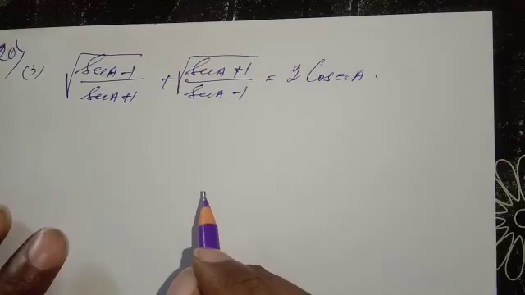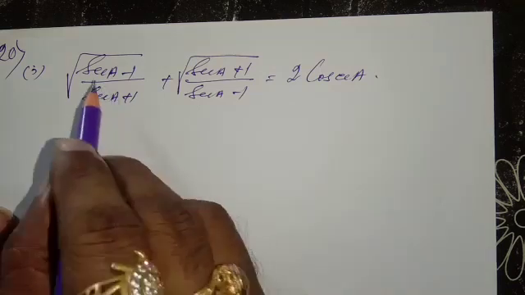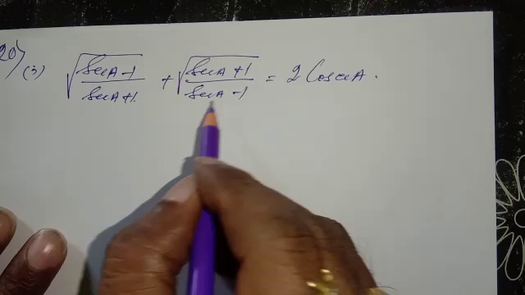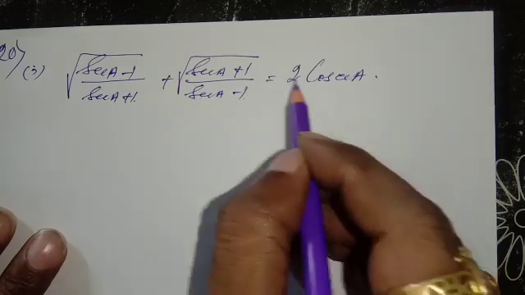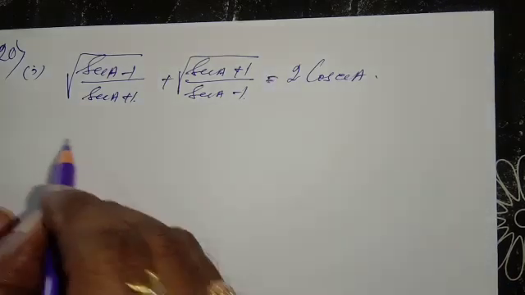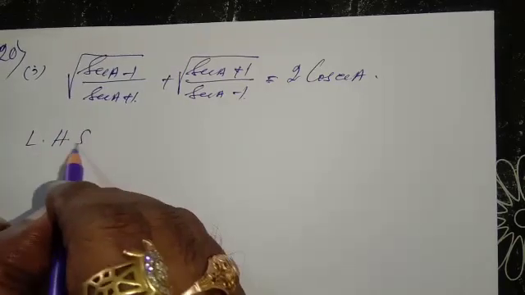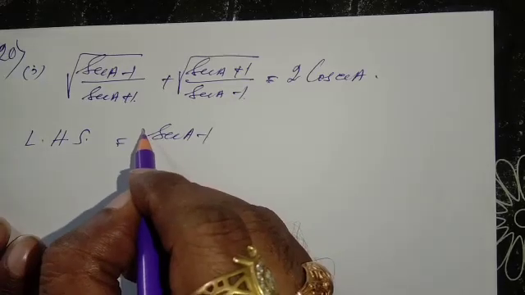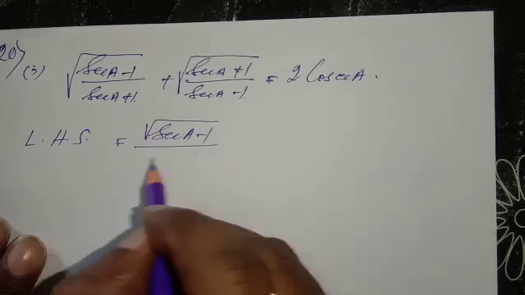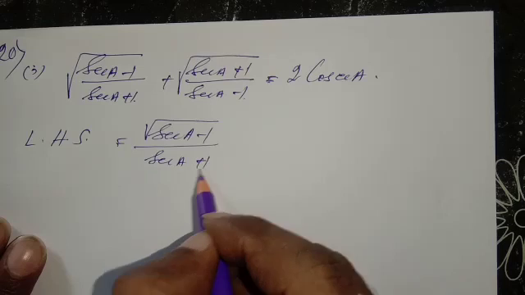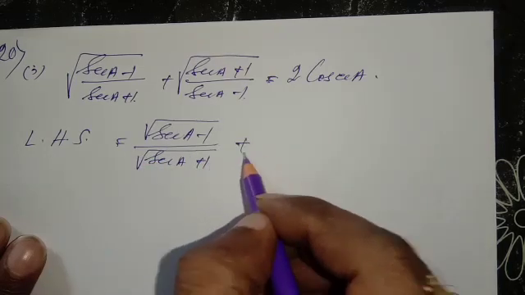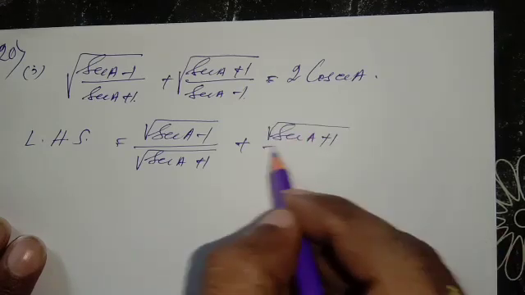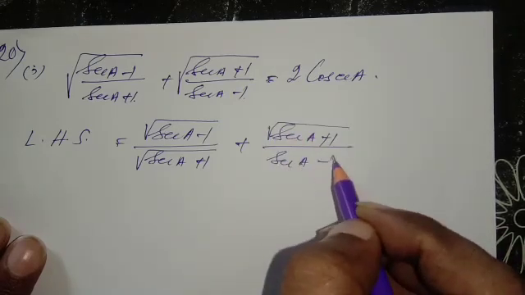In question number 20, first part, it is given: root over sec a minus 1 by sec a plus 1, plus root over sec a plus 1 by sec a minus 1, equal to 2 cosec a. You have to prove this. First of all, copy the left hand side: root over sec a minus 1 by sec a plus 1, here also the same thing, root over sec a plus 1 by sec a minus 1.